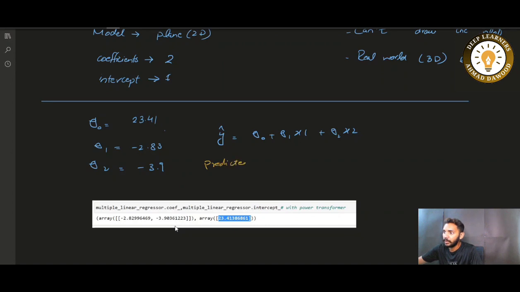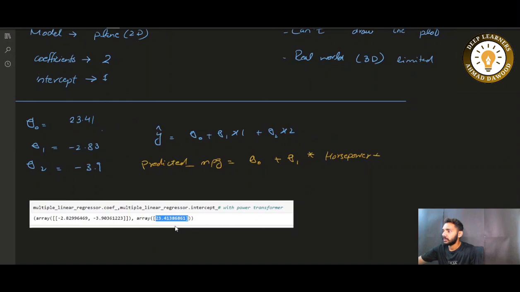Or you can say, if I add it this way, the predicted miles per gallon will be theta 0 plus theta 1 into x1, which is horsepower, plus theta 2 into the weight of the automobile. Now you will pass any value here: this is 23.41, this is minus 2.83, and this is minus 3.9.